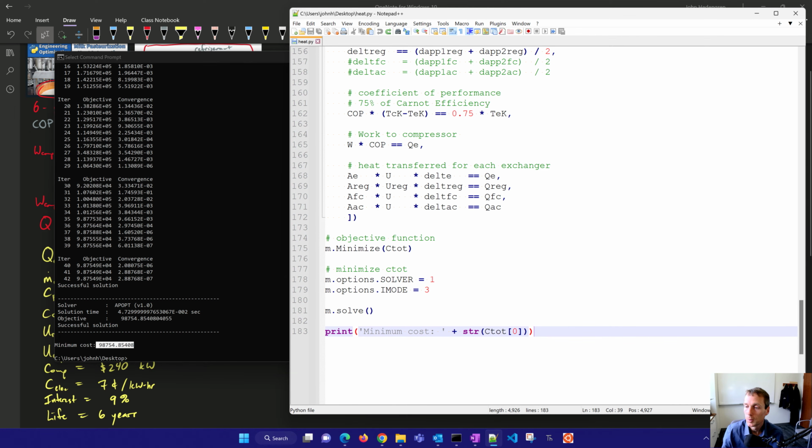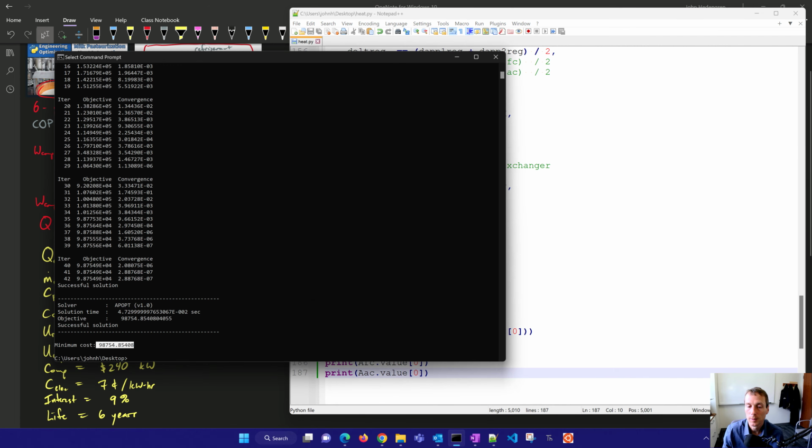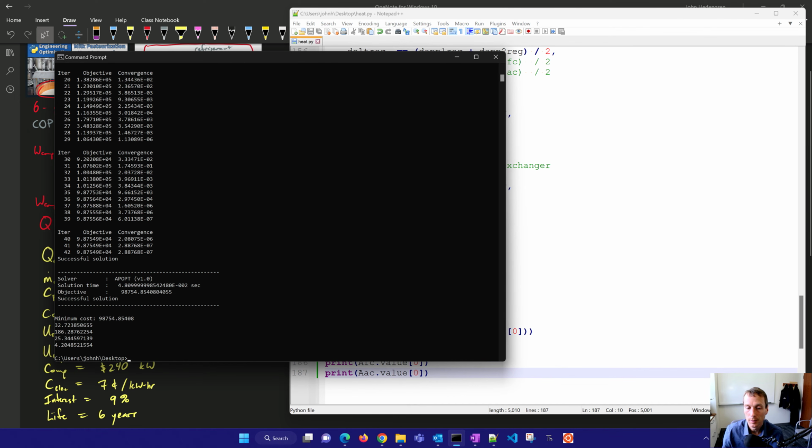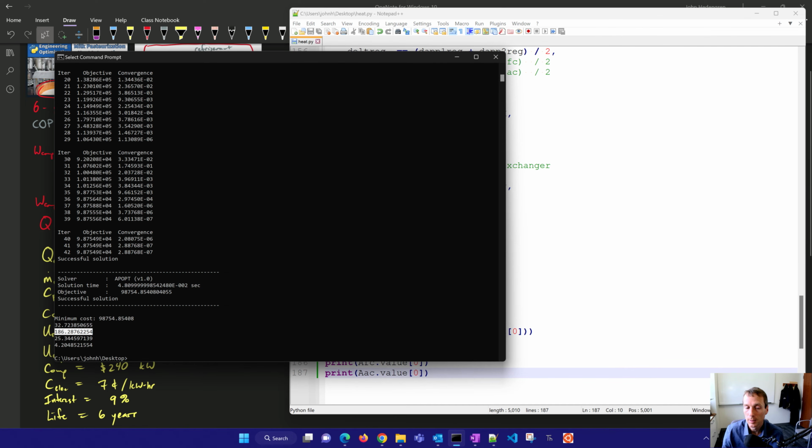So let's say we wanted to print as well here all of the areas. Okay, so I'll do AE.value. Okay, and let's go ahead and do this for the other areas as well. And AC. Okay, so if I run this again, then it'll print out the areas for those heat exchangers. You can see none of them are really at bounds. You can see some of them are going to be much more expensive than others. Okay, the 186 meters squared, so quite a large heat exchanger there.